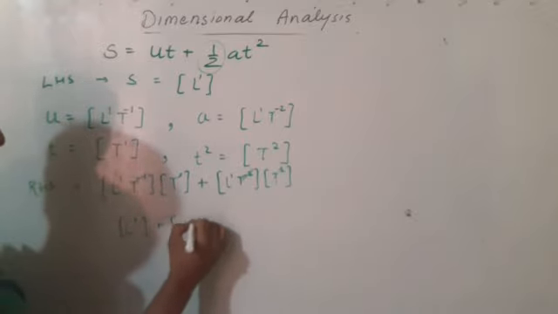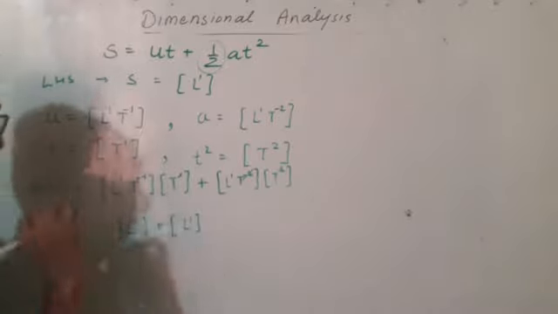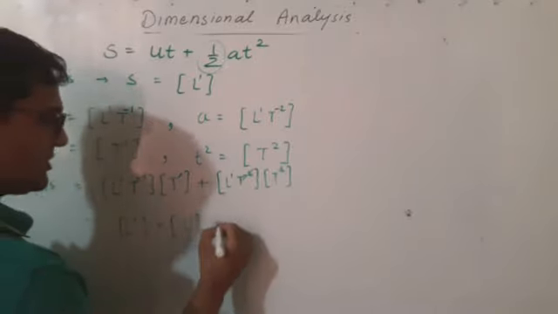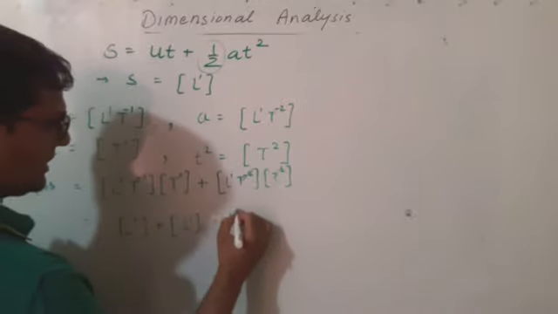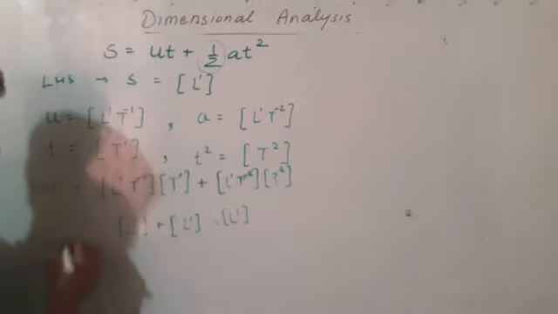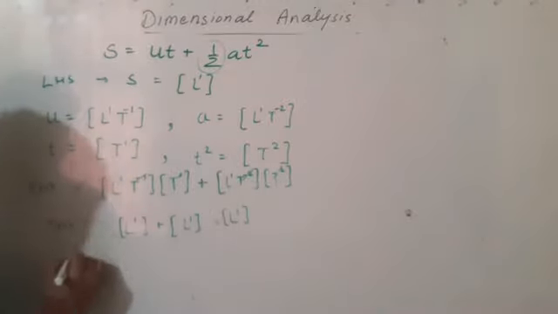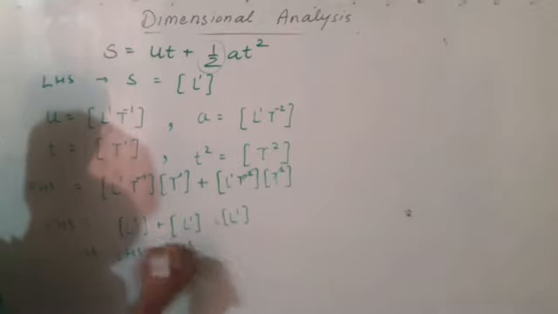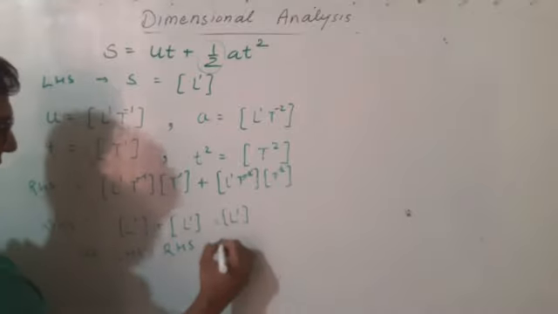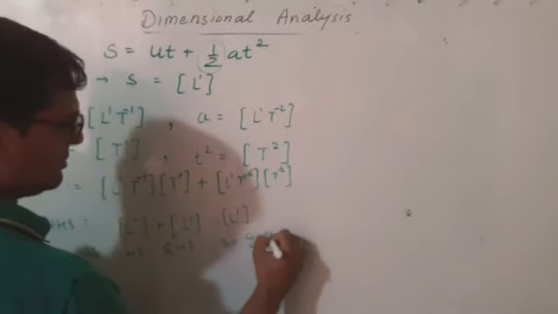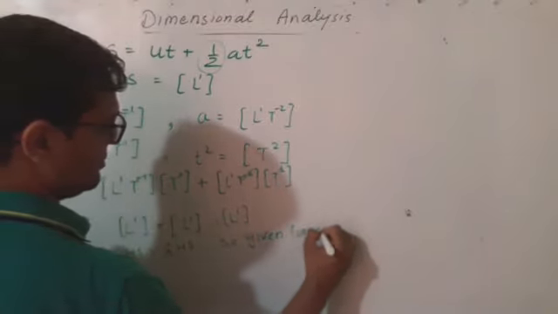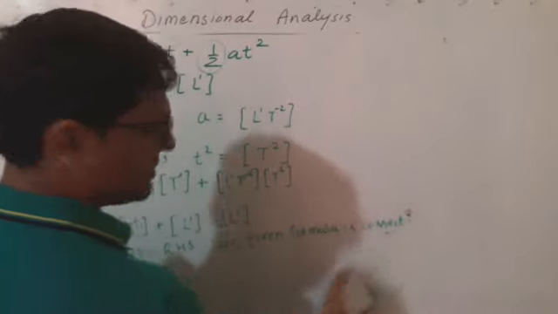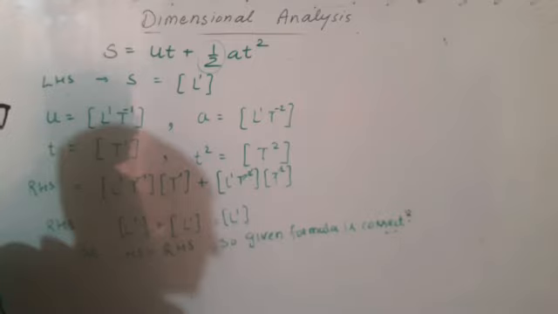plus L^1 here, and according to the principle of homogeneity we can add, subtract or compare the same quantities. So if I add these two, then I'll get L^1. So this is our right hand side, and the left hand side is equal to the right hand side. So the given formula is correct. Okay, that's it.